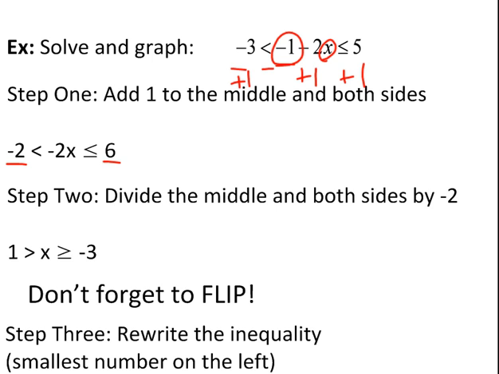All right. Now I still have that negative 2 times x. I've got to divide by negative 2. But don't forget, it has to be done in all three places. And I'm dividing by a negative, so not only that, I've got to flip my signs. So flip the sign, flip the sign.